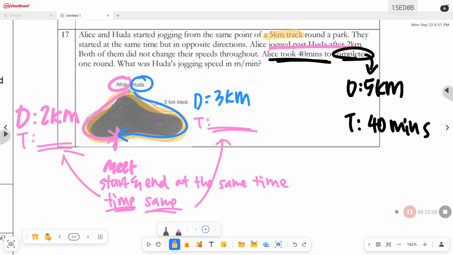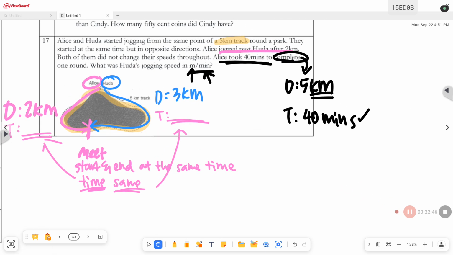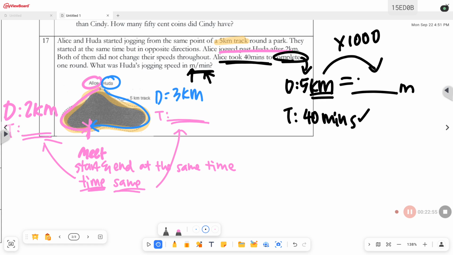They ask what is the speed. Remember I told you speed is your mama. So your mama tells you that the distance must be in meters and the time must be in minutes. My time is very good, it's in minutes already, but my distance is not. So I need to change my distance, km to meters. You have it in my notes, and by now you should have memorized it. It's times 1,000. So I have 5,000 meters.